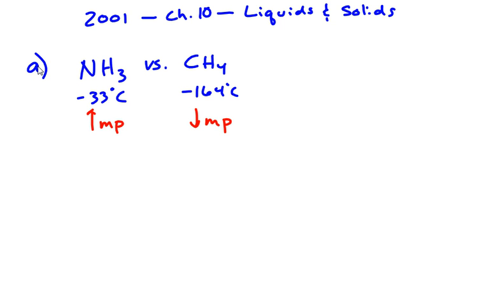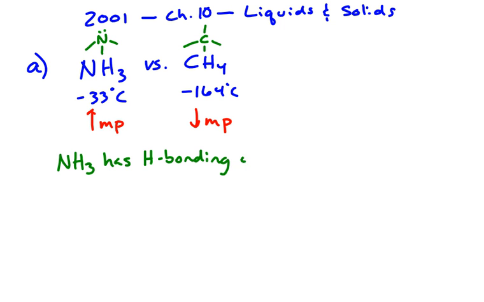So what you should do is first state what each have, okay? So if you look at this, by the way, just so you understand, this is what this one would look like, and this is what this one would look like, right? So what I would say is something like NH3 has H bonding, while CH4 has London forces.